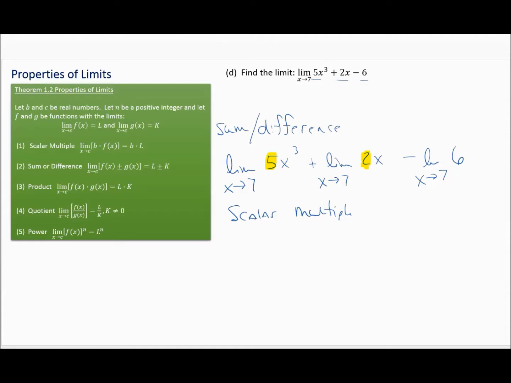Okay, so now I have 5 times the limit as x goes to 7 of x to the third plus 2 times the limit as x goes to 7 of x minus the limit as x goes to 7 of 6. Now, let's go back to our original theorem 1.1. Number 3 said you can do direct substitution when you have an x raised to a power. That was the third one. Not 3 here, but let's go back.